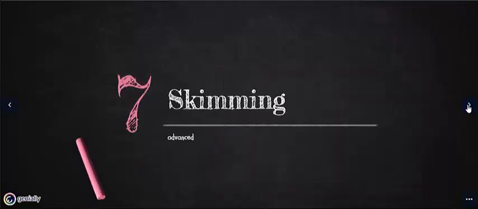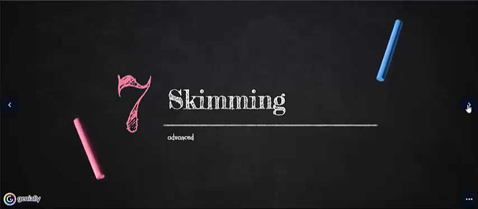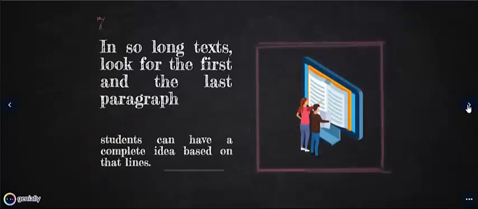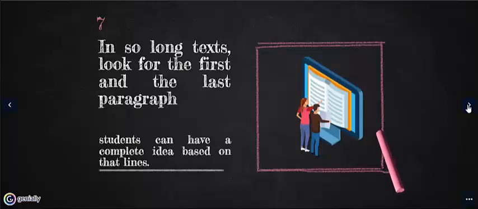Skimming. In a long text, look for the first and the last paragraph. In that way, students can have a complete idea based on those lines. It's useful to read long texts when we don't have time. It could be better if the texts are more than 2 pages. Also read the middle of the complete text.